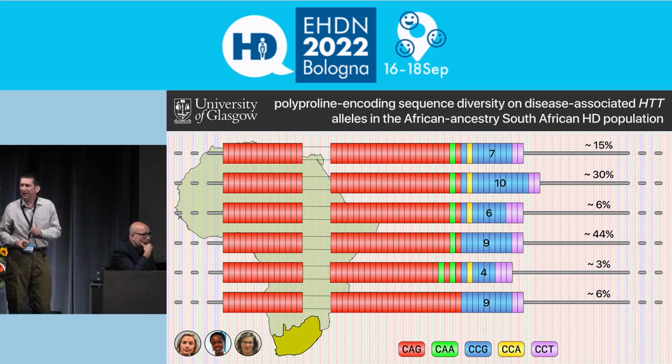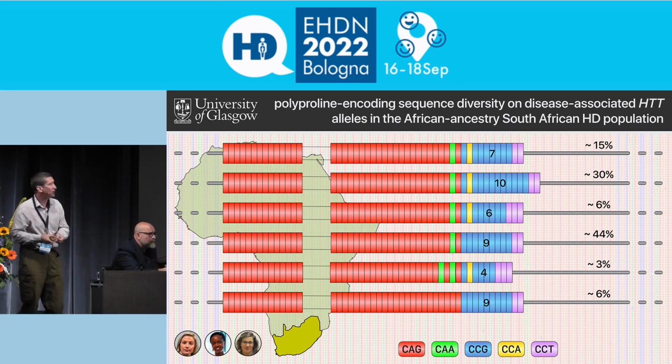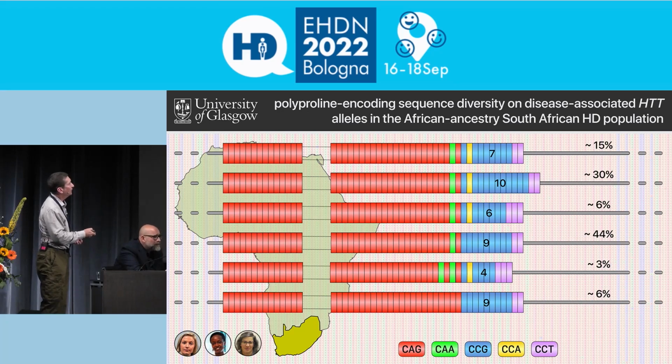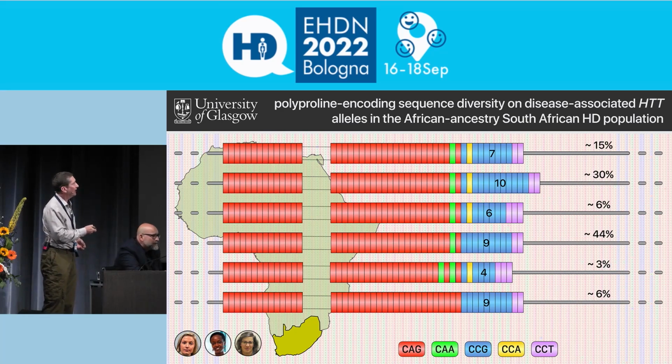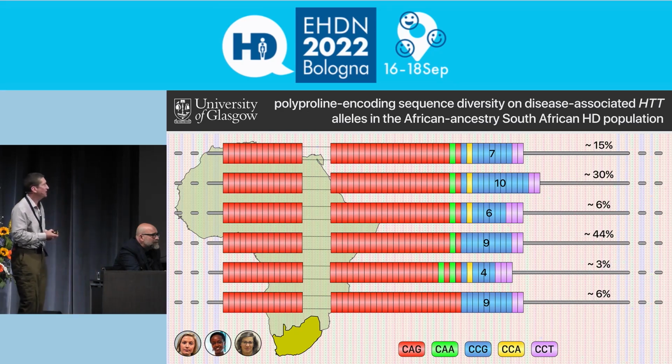But what we found in the South African population, on the disease-associated allele, was this other very common variant that lacked the CCA proline, and had 9 CCGs. So again, the coding potential here is exactly the same as this allele up here. There are exactly the same number of prolines encoded by both of these. So this is a synonymous variant we would predict has no impact on disease severity.